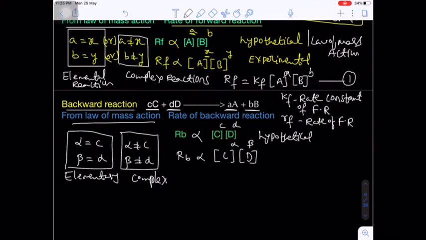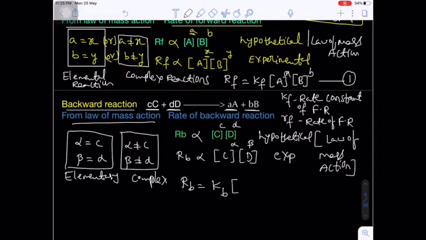Okay, now here this is experiment, this hypothetical our law of mass action. That means we are assuming the reaction is elementary reaction. The reaction is what? Elementary reaction. That's why we are using the stoichiometry and powers both equal. Now here Rb is equal to some proportionality constant Kb multiplied by C to the power small c and D to the power small d. Let's suppose equation number 2.